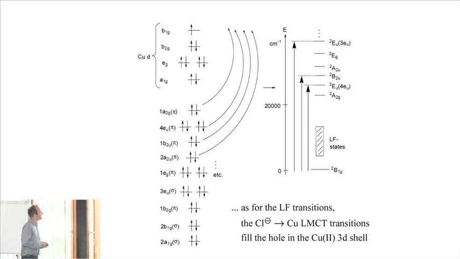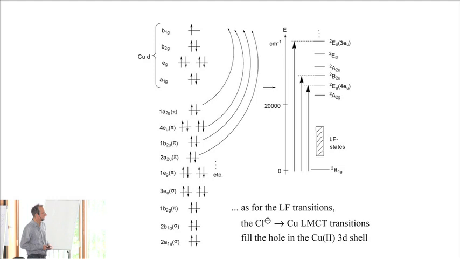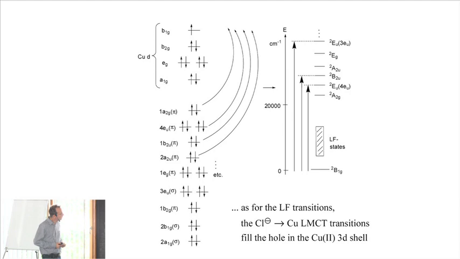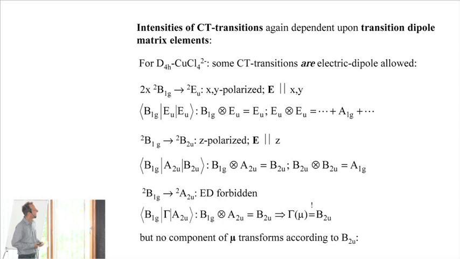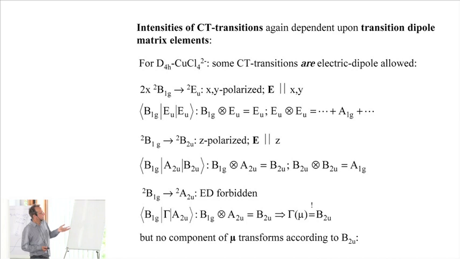So as for the LMCT transitions, the chloride to copper LMCT transitions fill the hole in the copper 3d shell. So here we have our ligand field states, and here we have our charge transfer states. And you see it starts with a g state, so it's still gerade, still forbidden. But then comes Eu, so this should be allowed, E2u, this should be allowed. Should be some more allowed, and here we have an allowed one. And the intensities of these charge transfer transitions again depend upon the transition dipole matrix elements, and for D4h tetrachlorocuprate, some of these charge transfer transitions are indeed electric dipole allowed.